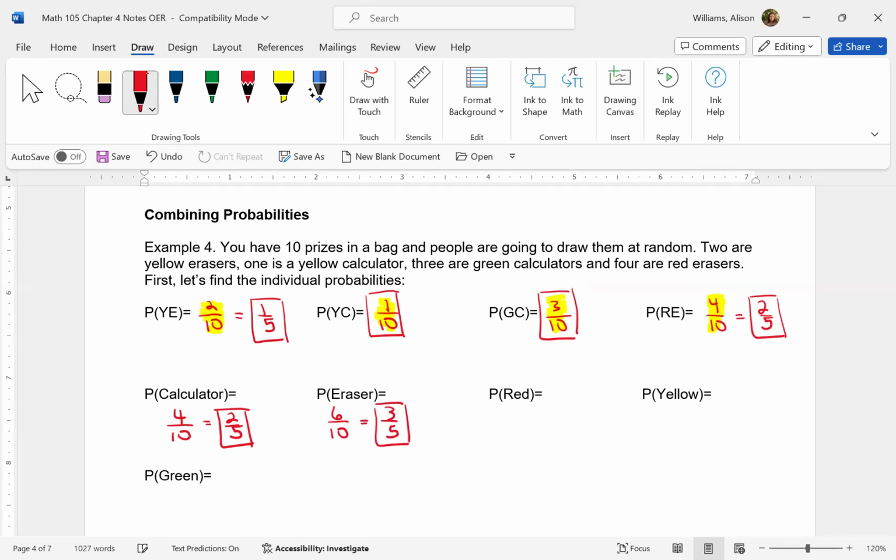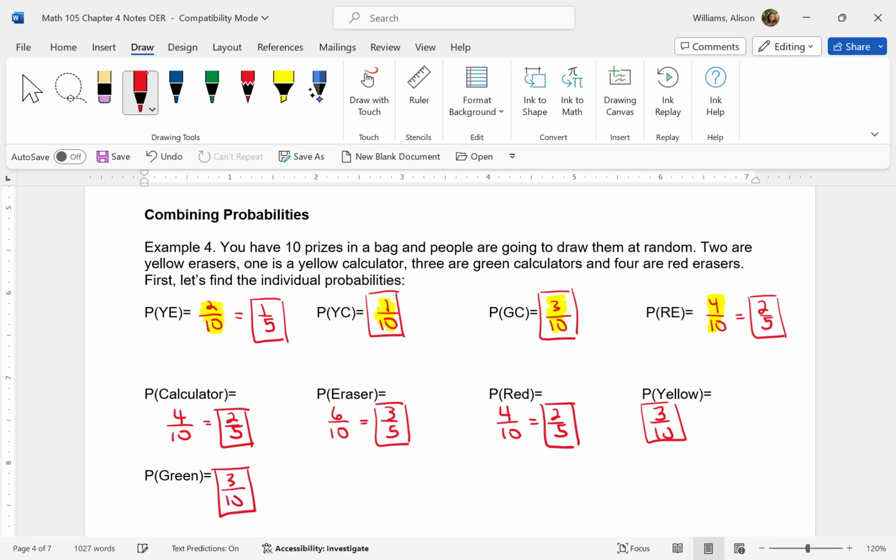The biggest odds so far. Red, just getting something red. Okay, well, technically the only things here that are red are the erasers, so there's 4 out of 10 or 2/5. Something that's yellow. Okay, there's the erasers and the calculator, so that's 3 out of 10, and that's as reduced as it'll get. And then green items, let's see. There's only the green calculators, so that's 3 out of 10, and that doesn't reduce any further.